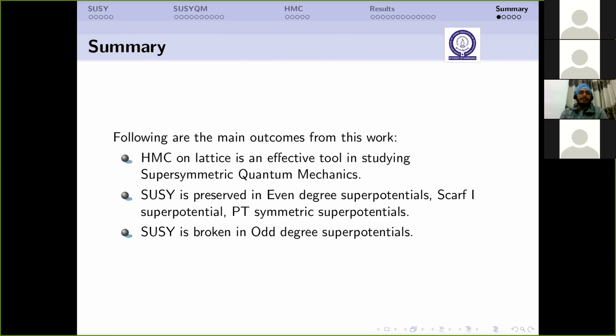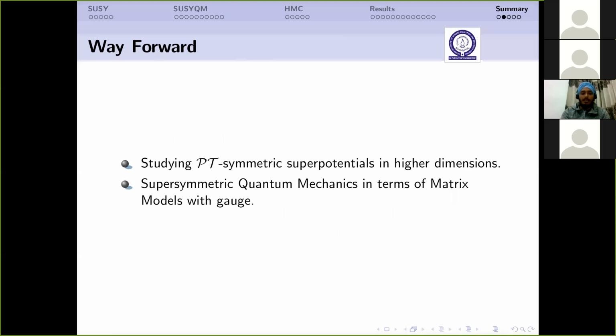The way forward in this particular case is maybe adding gauge to it. There are one or two plans, like going ahead with PT symmetric superpotentials in higher degree to validate our results. As in literature, it has been said that for PT symmetric superpotentials, supersymmetry is preserved in those cases. So we might want to look at some higher dimensions also, and maybe adding gauge to it and studying matrix models. That is also a direction we are looking at.